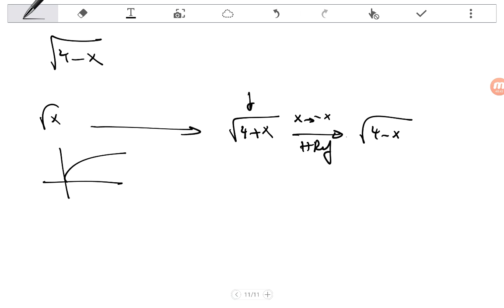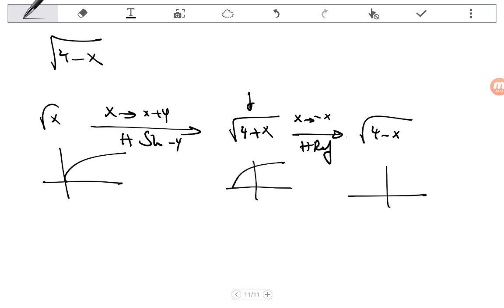Now how would I get from root x to root of 4 plus x? It is obvious. I replace every x with x plus 4. So this is called a horizontal shift of minus 4. It would be like this. Then the horizontal reflection, so it would be like this. Okay, so this is the graph of this function.